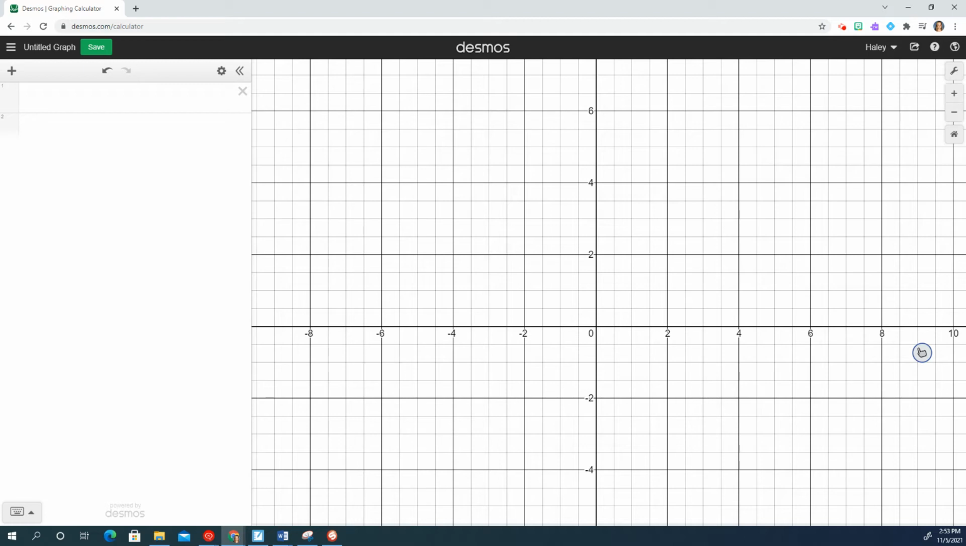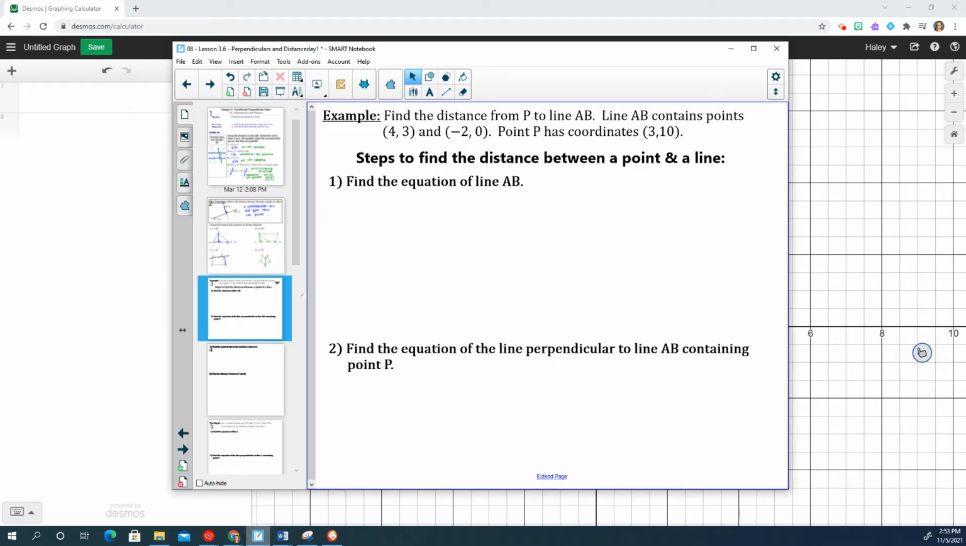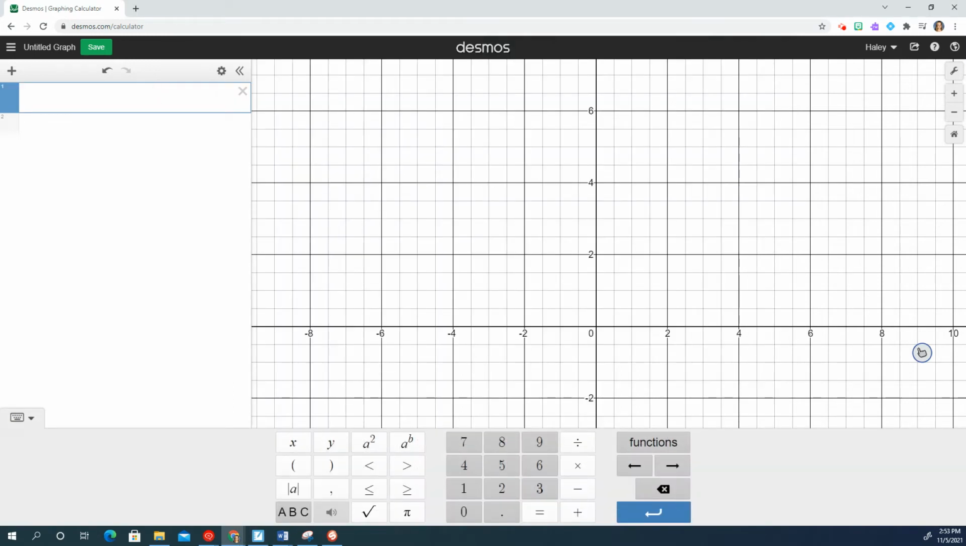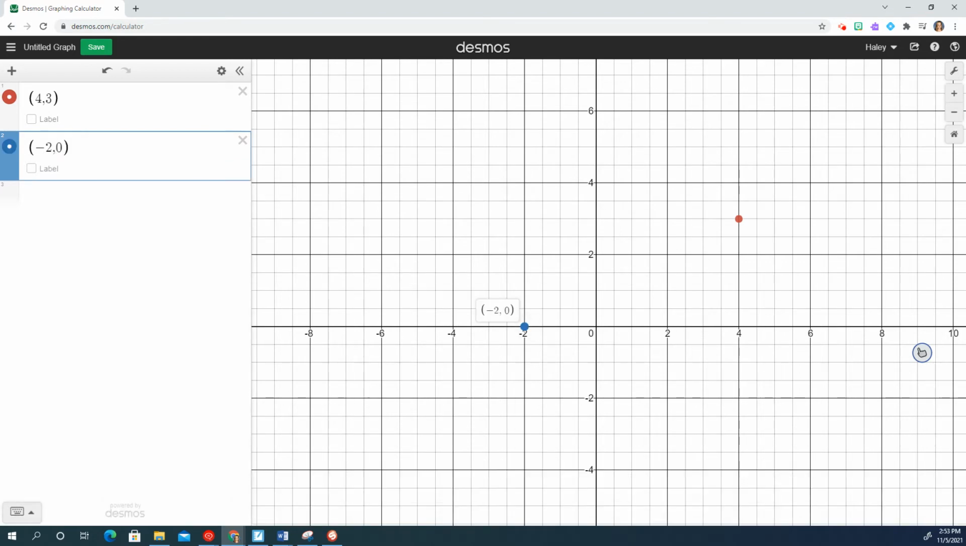Okay, if you look at the problem on your paper, we are trying to find the distance from point P, which is located at (3, 10), to line AB. And line AB contains these 2 points. I'm going to graph this on here to give you a visual. So let's start with those points on line AB. We have (4, 3). You can see it's red over there, (4, 3). And (-2, 0). All right, so there are 2 points that lie on AB.